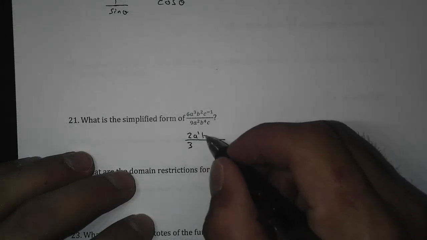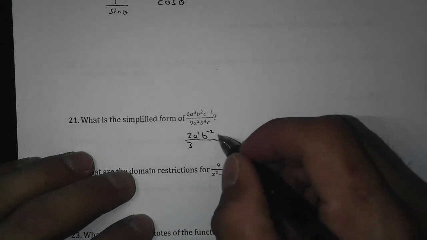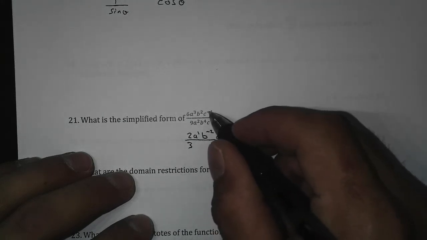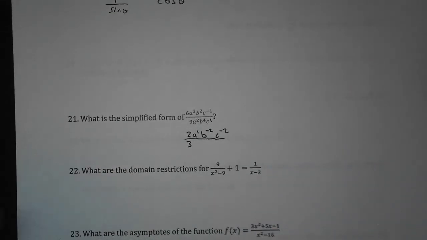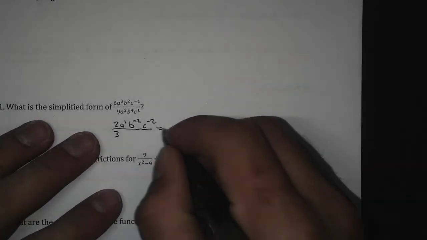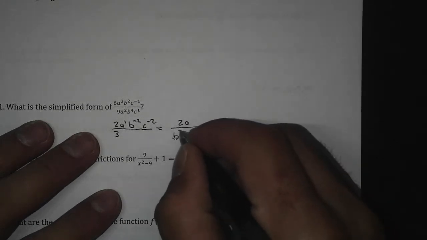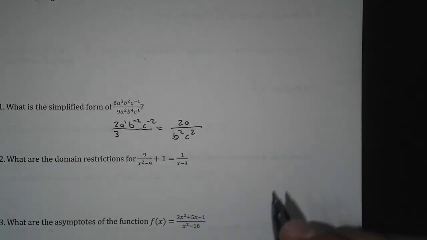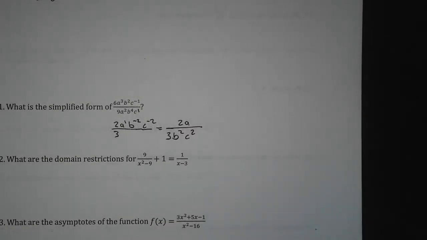We have b and b. Okay, 2 minus 4 gives us negative 2. And here we have the c. There's a 1 here. So negative 1 minus 1 gives us negative 2. Now, negative exponents, we just push to the bottom. So we're going to get 2a all over b squared c squared. Okay, so that's what we get. Oh, don't forget the 3. Alright, so that's what we get here. Right, the negative 2 and negative 2, they both go down.